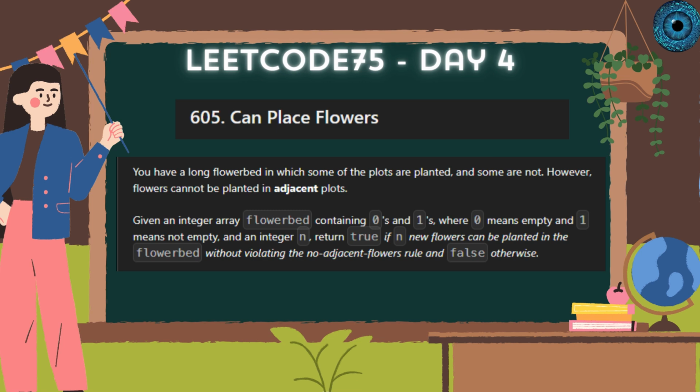This means that if you plant a flower in a plot, the plots immediately to its left and right must remain empty. By carefully checking each plot, you need to find spaces where planting a flower will not violate this no adjacent flowers rule. If you can successfully plant all n flowers without breaking the rule, you return true, otherwise, you return false. This scenario ensures that you maintain enough space between the new flowers and the existing ones to comply with the garden's planting regulations.